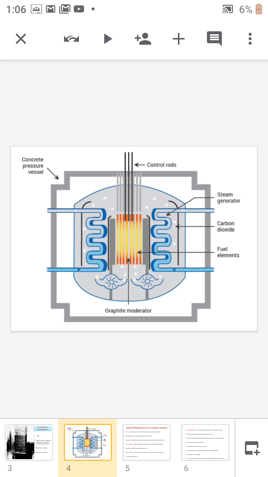Due to this heat energy, the water inside this coolant is converted into steam, and this steam is used for electricity generation. After that, this water is recycled to the reactor again, and every reactor is enclosed in a concrete shield in order to protect us from the gamma rays.